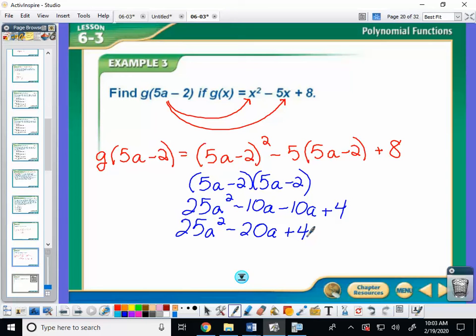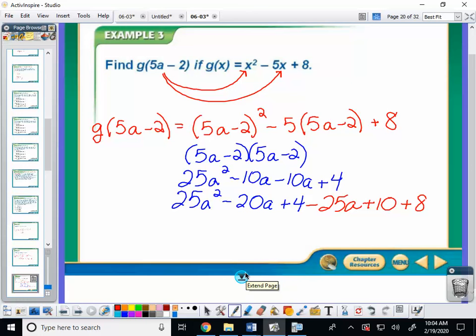Is that my answer? No, that's just a small part of my problem, isn't it? Let's incorporate the rest of this problem in. I do need to distribute my negative 5, but I'm going to do that next. I'll just carry it down with what I've got in my problem so far. So negative 5 times 5a is negative 25a. And negative 5 times negative 2 is a positive 10. And then plus 8.